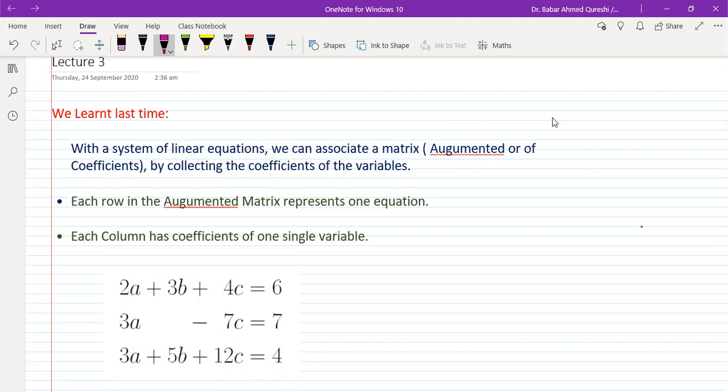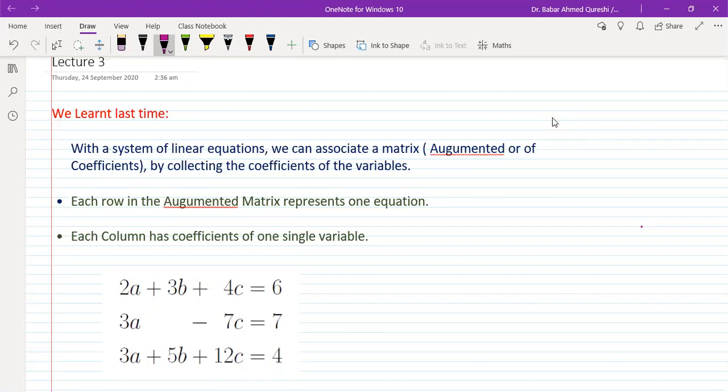So we learned that with a system of linear equations, we can associate a matrix. All you do is collect the coefficients of your variables and arrange them in a matrix form. That would be the matrix of coefficients. Augmented means that you just augment this matrix with the constants which come on the other side of the equations. With that, you have an augmented matrix. So these two kinds of matrices are associated with your equations.